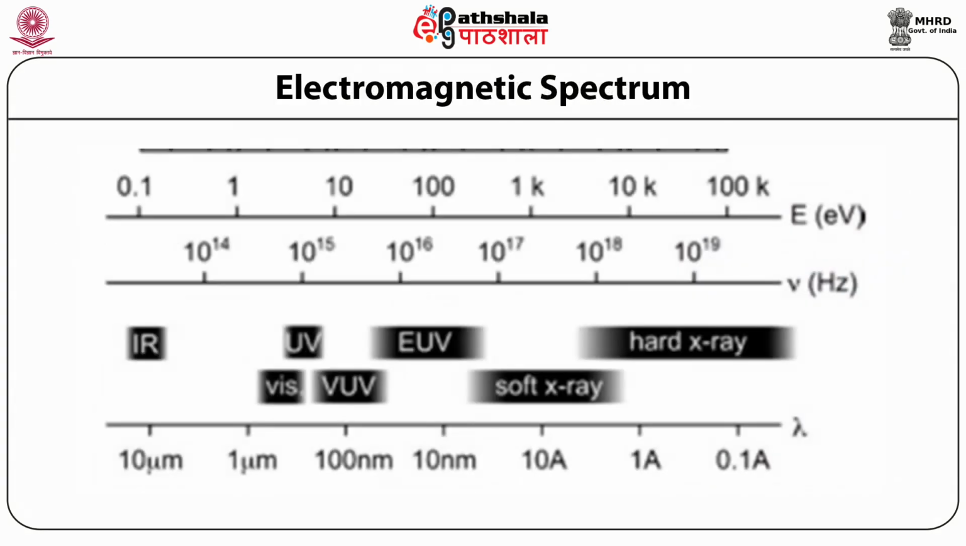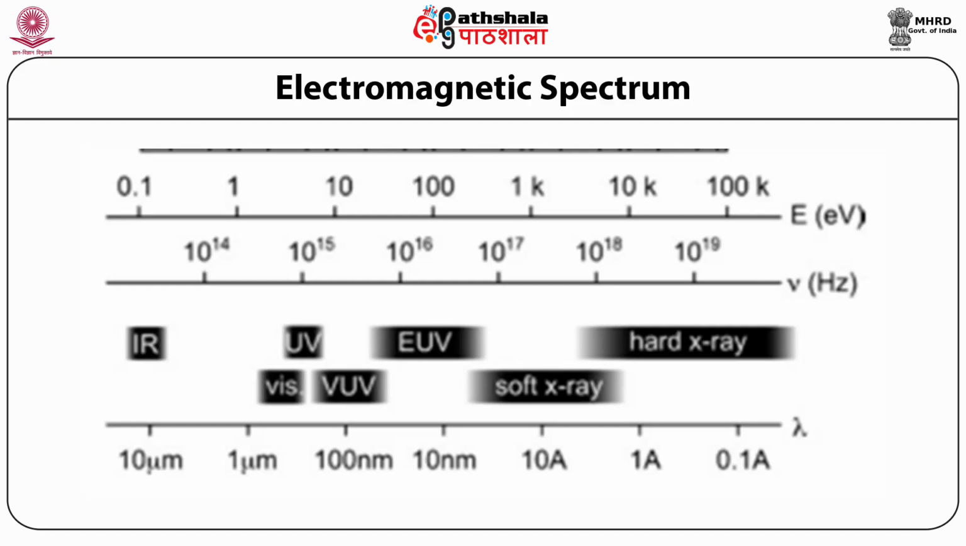In this slide, you see an electromagnetic spectrum, and here you see a region of IR, which is infrared, visible, and UV, ultraviolet, and soft X-rays and hard X-rays. When we go from left to right, the wavelength is decreasing, and the frequency is increasing, and also the energy.